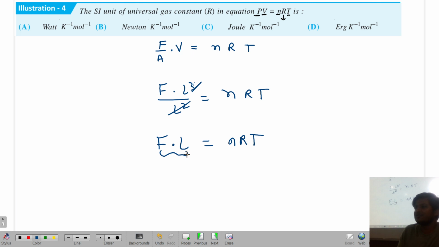Force dot L. Force into displacement is what? Work done, yes or no? Yes, it is joule. Yes, n is mole, R into T is what? Kelvin. Joule per Kelvin per mole is the answer. I told you, very easy problem.